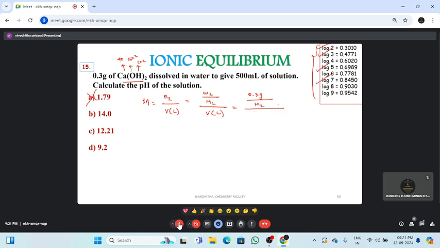And what is the volume of the solution? It is 500 ml, and we have to express in terms of liter. So 500 into 10 power minus 3 liter. So from which we can calculate the concentration of calcium hydroxide, and we know each calcium hydroxide will release 2 moles of OH minus ion. So from which please calculate the value of pOH. From pOH, calculate the value of pH, and this is going to be the last question.